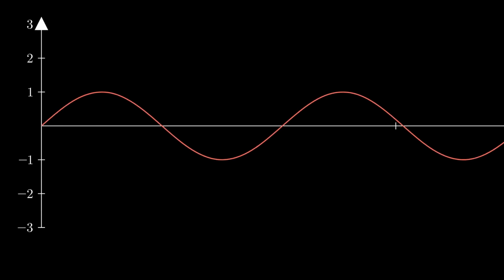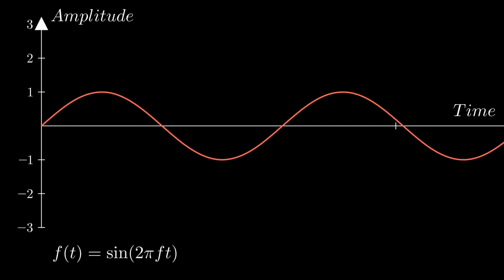Now how does this apply to sound? Let's look at a sound wave. We can represent it with a curve as follows, where the horizontal axis is time and the vertical axis is the size of the wave, or the amplitude. If this shape looks familiar, it's because this is just the sine function, where f is the frequency or number of full oscillations per second, and t is the time passed.